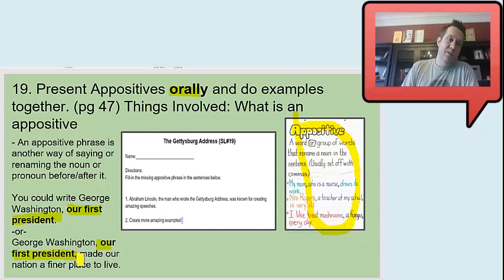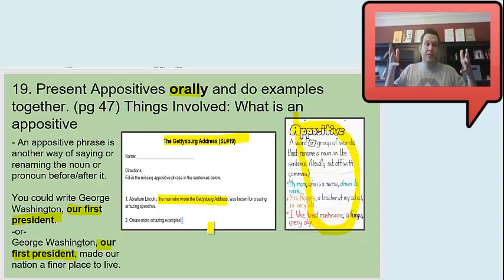And you can see, you're putting it at the end, you're putting it in the middle. Really what it's doing is it's a short phrase that renames a noun either before it or after it. So definitely there's an example in here. This is SL19. Fill in the missing appositive phrase in the sentence below. Abraham Lincoln, the man who wrote the Gettysburg Address, was known for creating amazing speeches. So in this one, the appositive is provided, but you'd have a blank spot with a line, and that's where the student would have to fill in the information on that line.